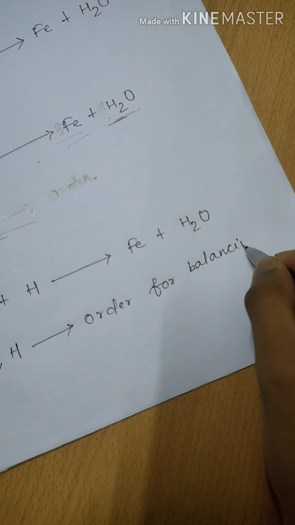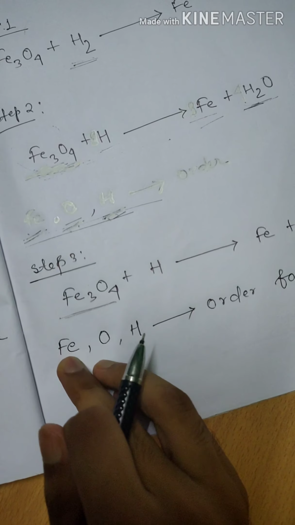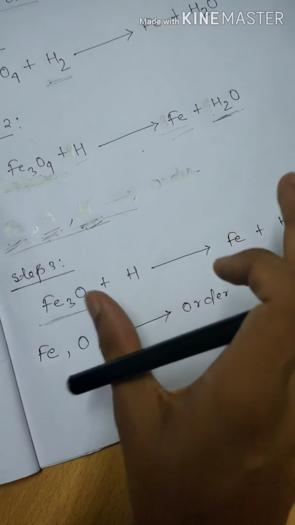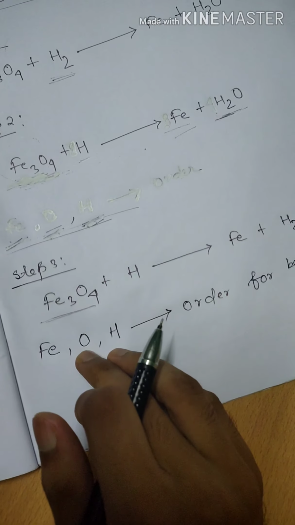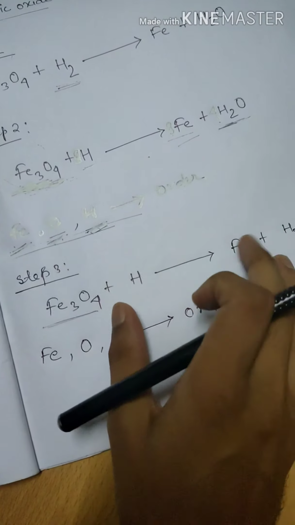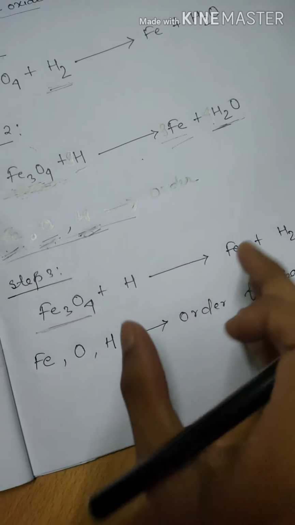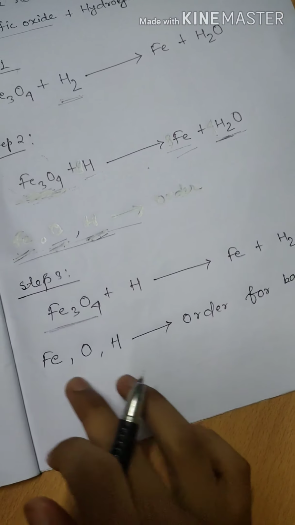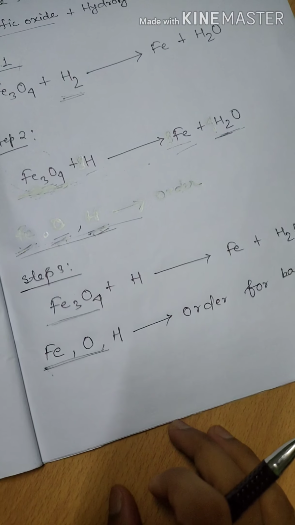This is the order for balancing this skeleton structure. Okay, it means we have to first balance the number of iron atoms on both sides of this equation, and then balance the number of oxygen atoms on both sides, and then balance the hydrogen atoms on both sides. So this is our order for balancing this equation.